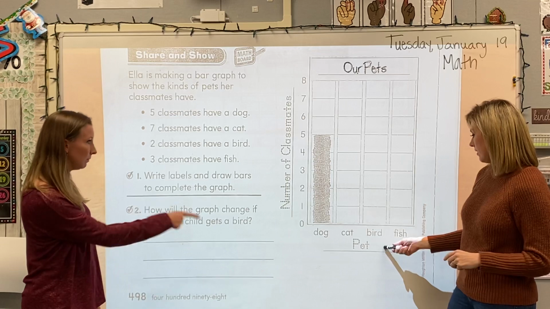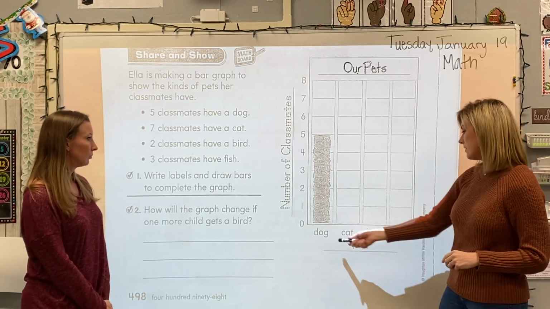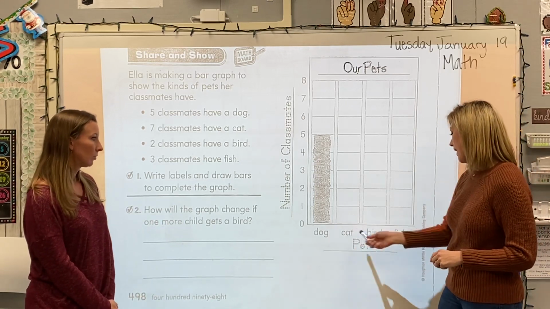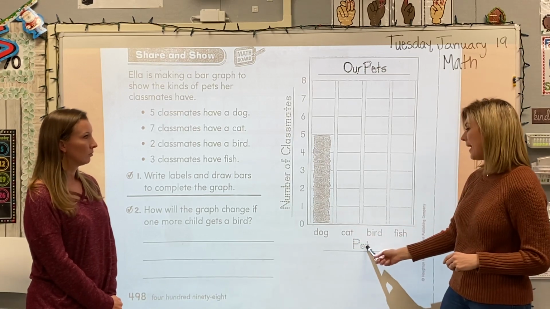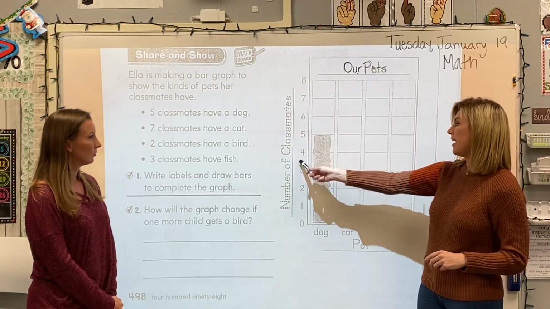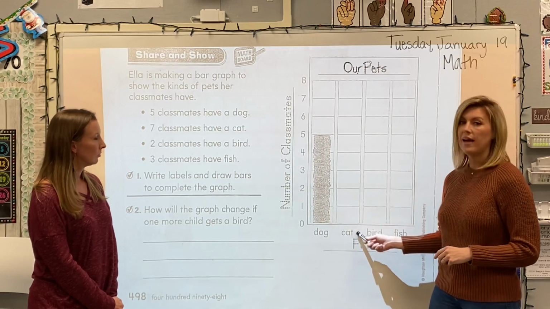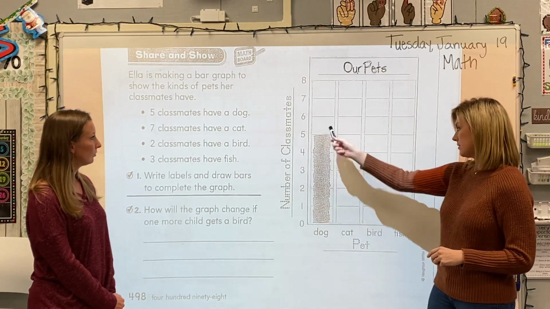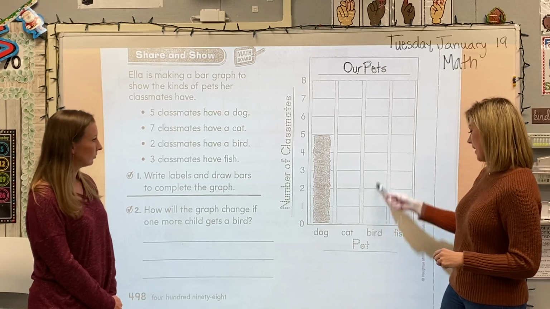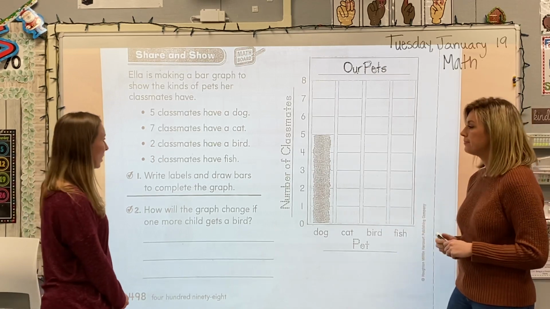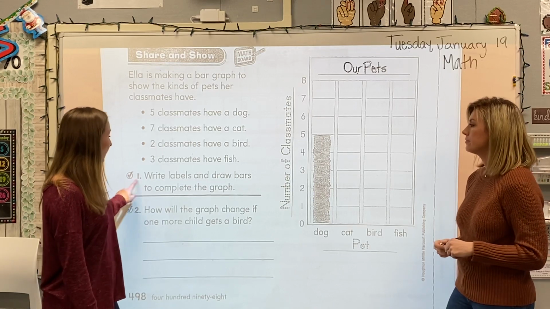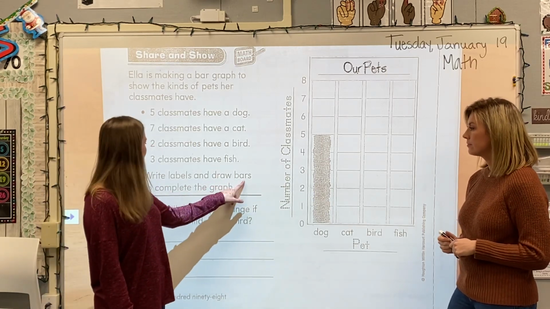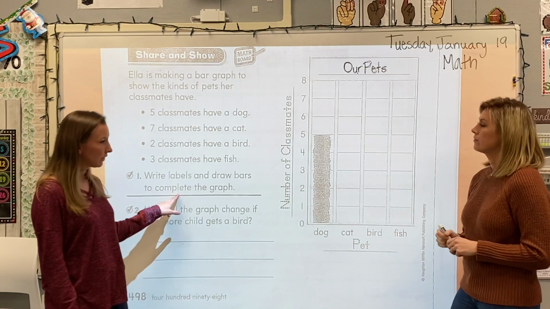And then down here at the bottom, you can see we have the labels dog, cat, bird, and fish. So this whole bottom part is labeled pet because this tells us how many students have it, and this tells us what pet those students have. These kids have a dog, those kids have a cat, bird, and fish. Okay. So we have our labels. That was part of question number 1. But it also says that we need to draw the bars in order to complete the graph.